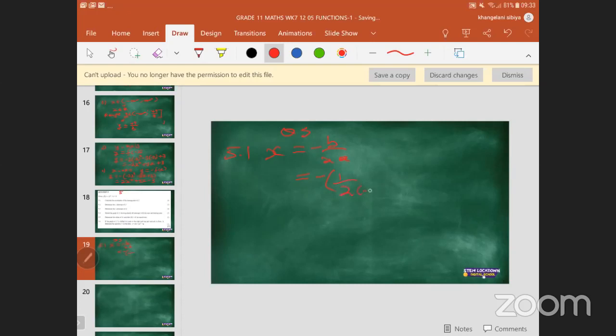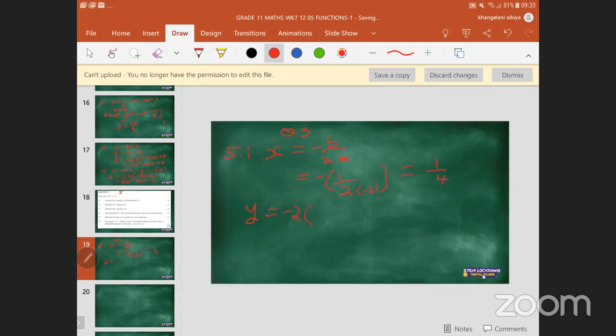This is 2 into minus 2. You close the bracket. Obviously, this will give you 1 over 4. Then what is our y? You take this value and substitute into the original equation.